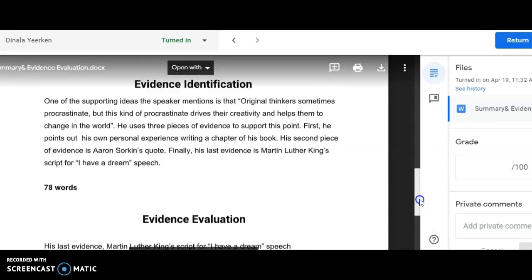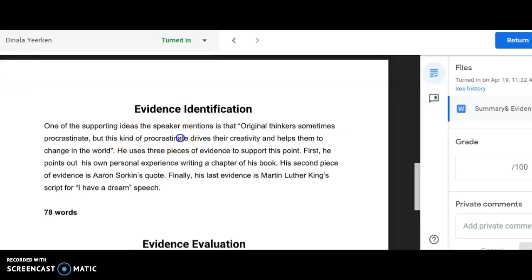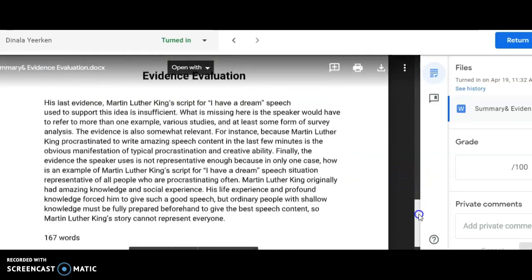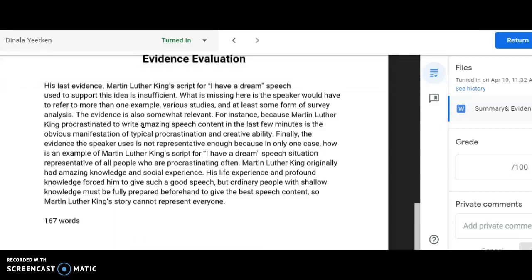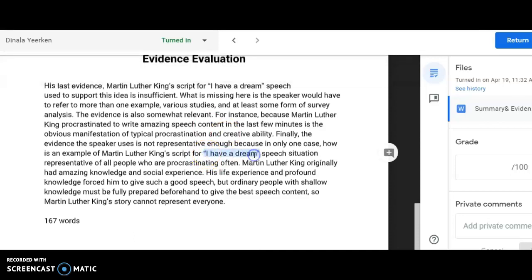Again, let's go back to what we are attacking. Sometimes original thinkers procrastinate, but that helps them change the world. So how relevant is that example of the speech? And in particular, not just of the speech, but of the addition of those final words, I have a dream, to the speech. How relevant is that?